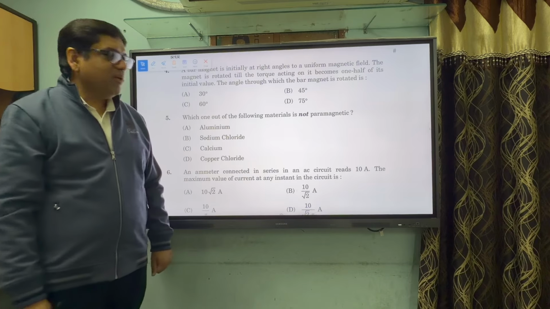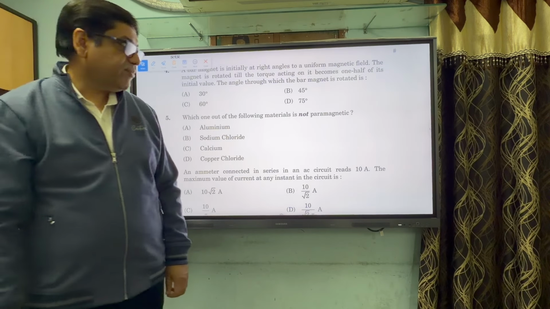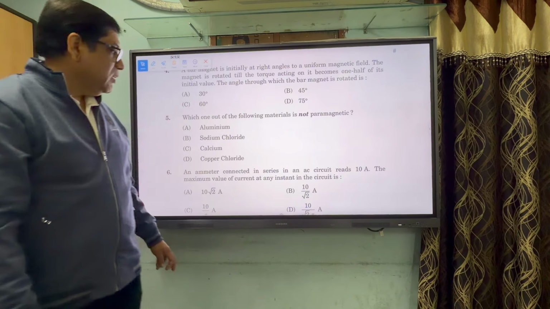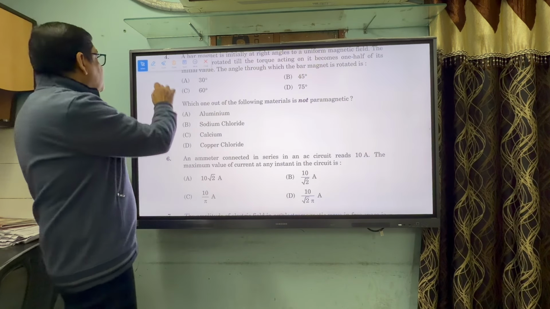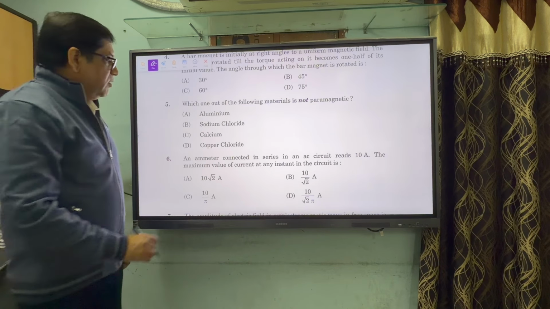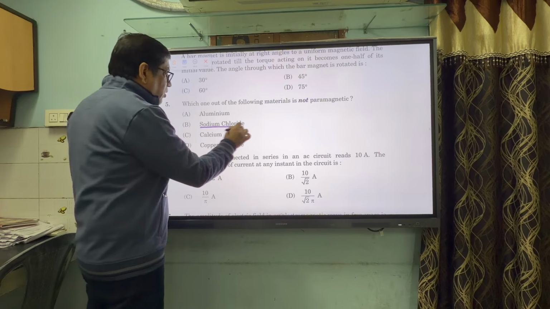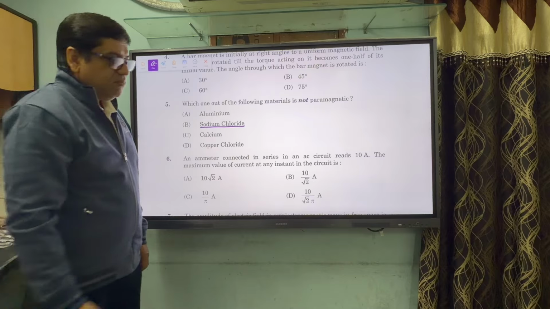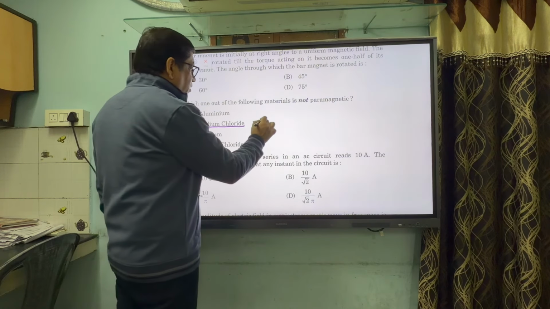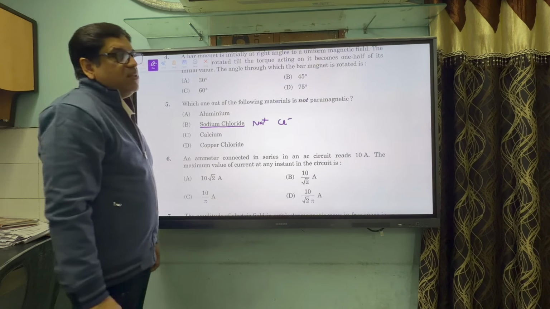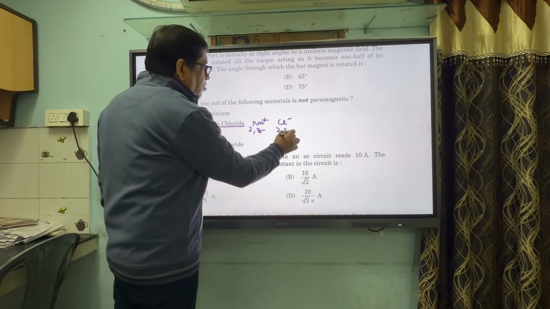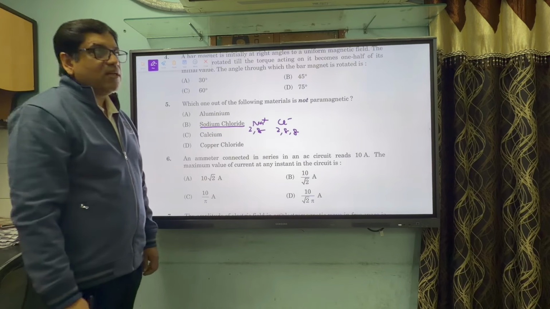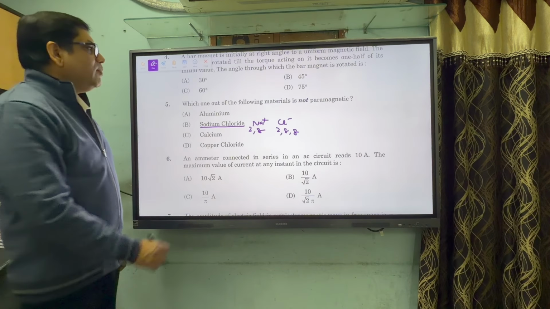Which one of the following materials is not paramagnetic? See, in this, sodium chloride is not paramagnetic because the ions are Na positive and Cl negative. They have fully filled shells. It is 2,8 and 2,8,8, so both are diamagnetic ions. Aluminium is surely paramagnetic.